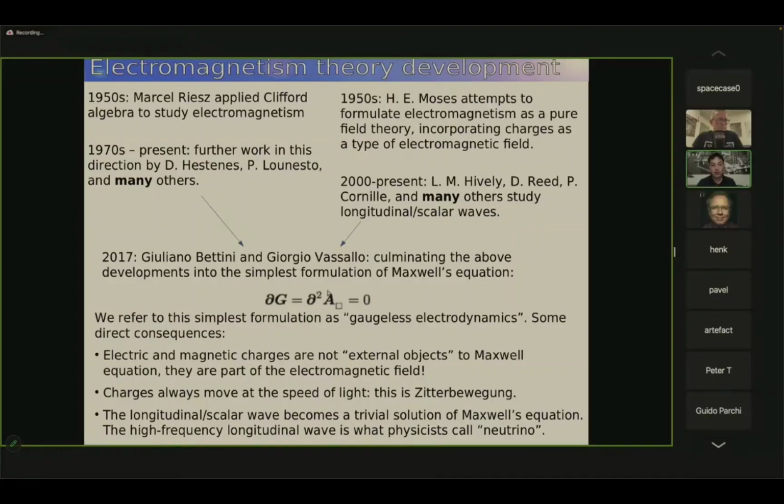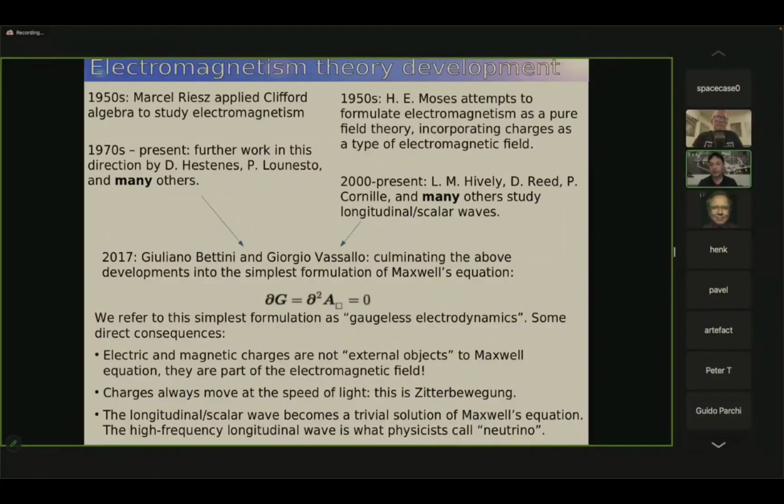So here I listed some important consequences of this simple equation. The first consequence is that the electric and magnetic charges are no more external objects to the Maxwell equation, but they are an integral part of the electromagnetic field.